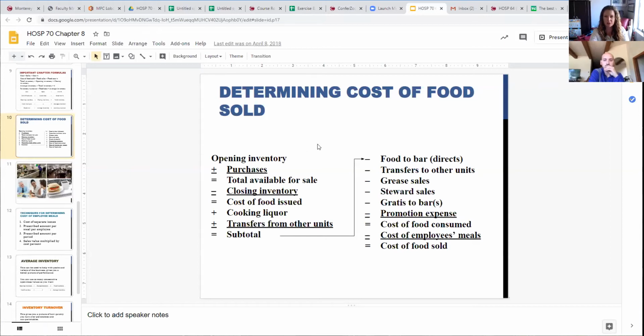Okay, does that make sense so far? Yes. Okay. Then you're going to subtract, at the end of March, we're going to do our closing inventory. That's going to be all the product that we have left in inventory. We're going to subtract that from our total available for sale. We do the closing inventory every month, right? The end of the month.